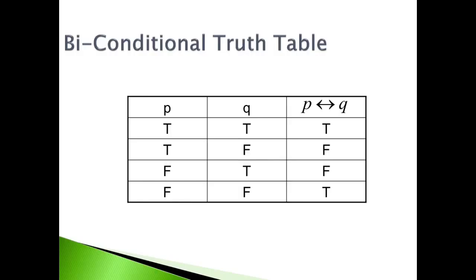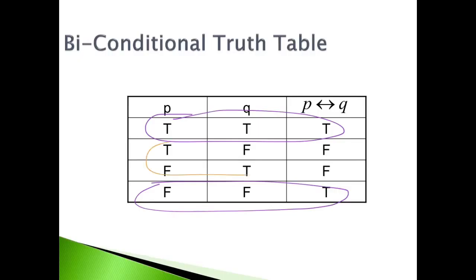The biconditional statement is going to be true as long as they are the same. So if both sides of the statement are true, or if both sides of the statement are false, then the biconditional is going to be true. It's going to be false when the two statements are opposites. So it's kind of the inverse of the exclusive disjunction. Let's go ahead and apply this to some truth tables.